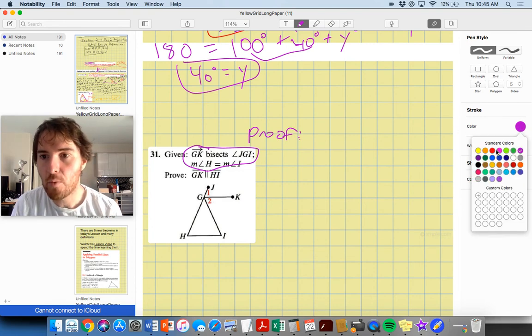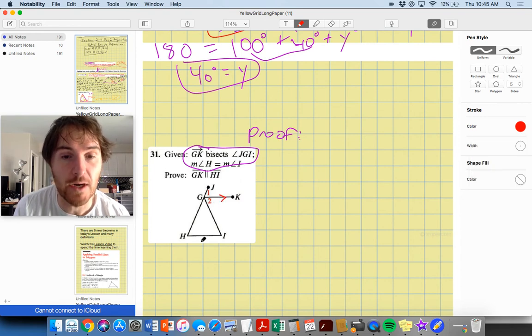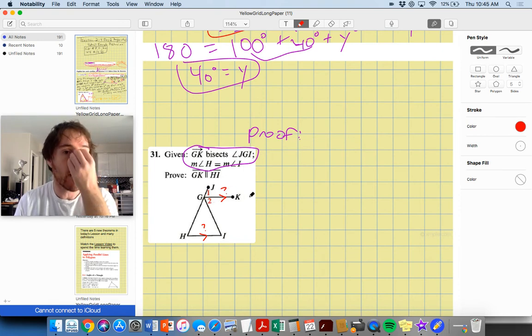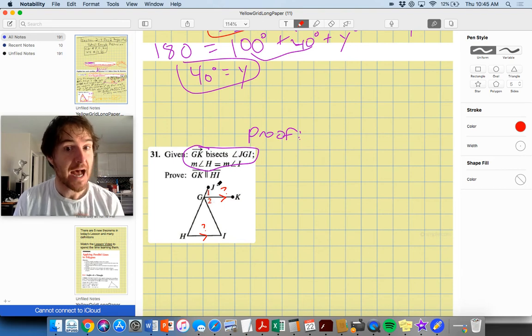So maybe I'll mark up what it is I'm trying to prove here to keep me focused, keep me organized. This is what I'm going to try to prove, so I'll put a little question mark on top. I know that ultimately my goal is if I can get alternate interior angles congruent, that could help. There's potentially some corresponding angles. If I can get angle H congruent to angle JGK, that could help too. So by marking up, I'm making observations of things that could help me.